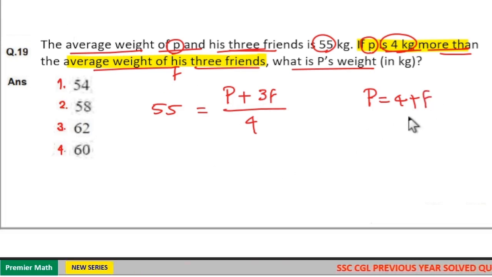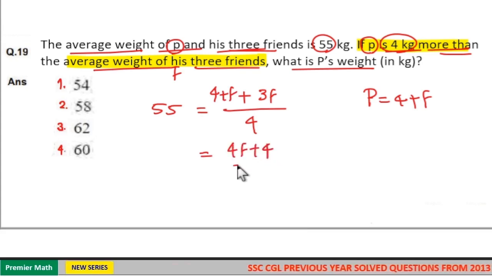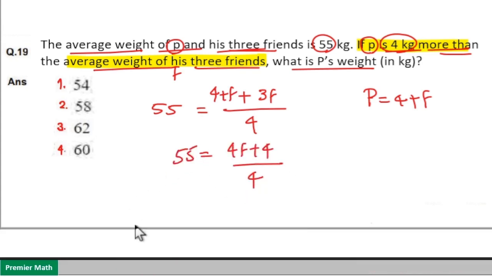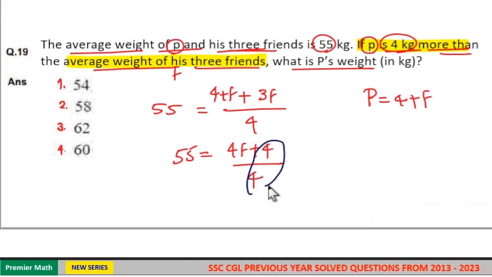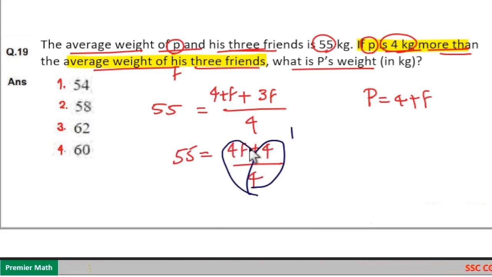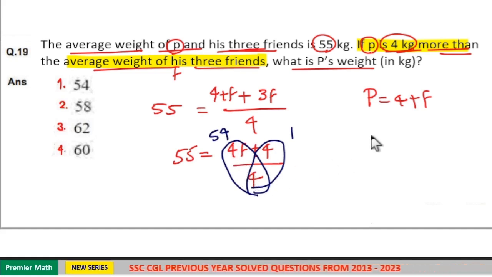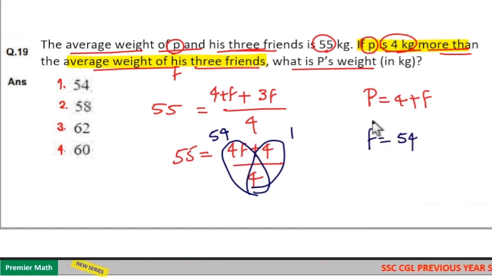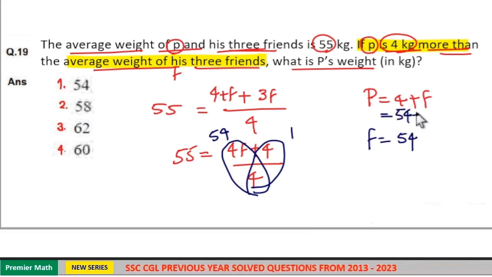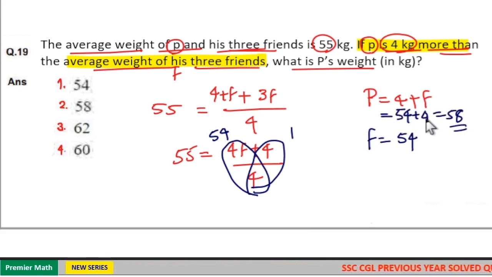And if you substitute P is equal to 4 plus F, this will become (4 plus F plus 3F) is equal to 4F plus 4, divided by 4, is equal to 55. Now, this term is equal to 1. Same way, this term 4F by 4 is equal to 54, because 54 plus 1 is 55. Which means 4F by 4 is equal to F. So, F is equal to 54, means P is equal to 54 plus 4, 58. Option 2 is your answer.